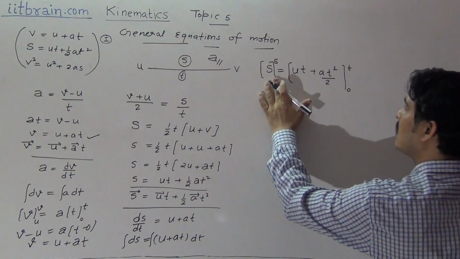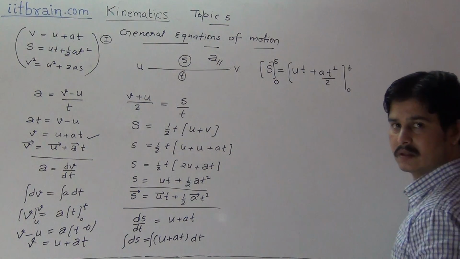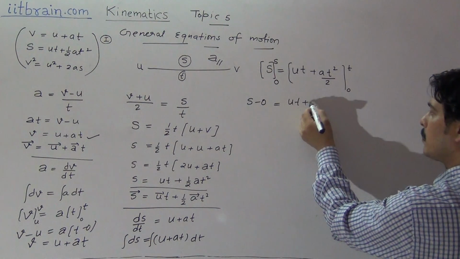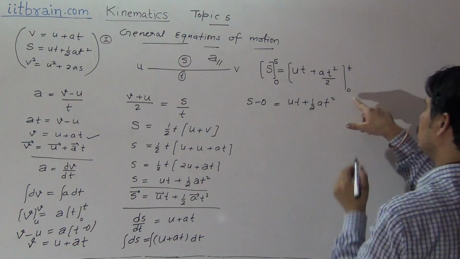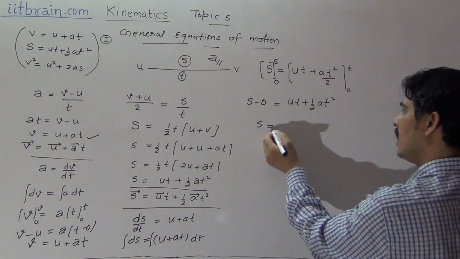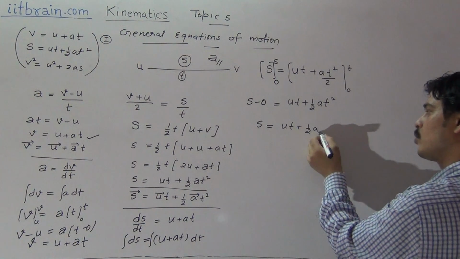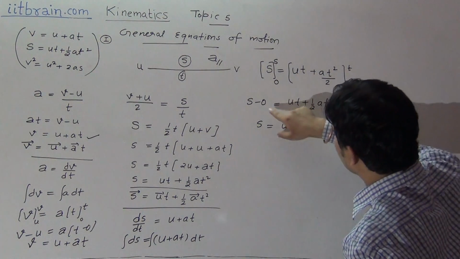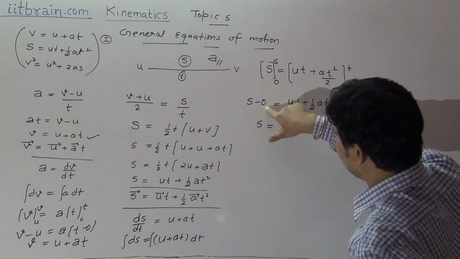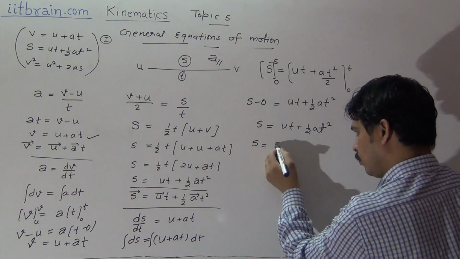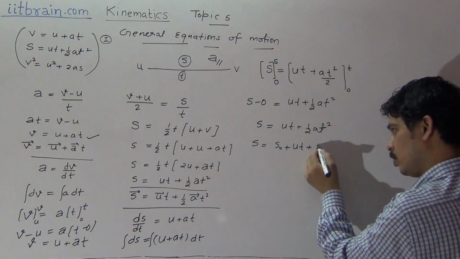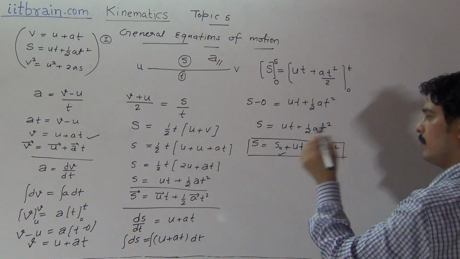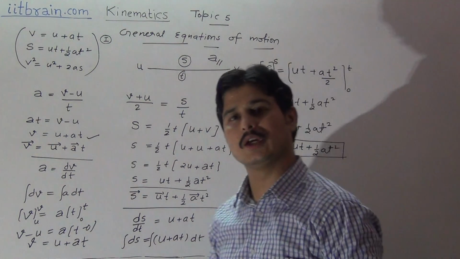So if you take origin as the initial point, then the limits will be 0 to s, and on applying limits it will be s minus 0 is ut plus half at square. On taking 0 you will get 0. So s is ut plus half at square. But one thing is also noticeable here: if you take s0 in the place of 0, then your equation would be of this form, s is s naught plus ut plus half at square. So if s naught is the initial position, then the equation will be this. So this is the way to derive the equation by calculus.